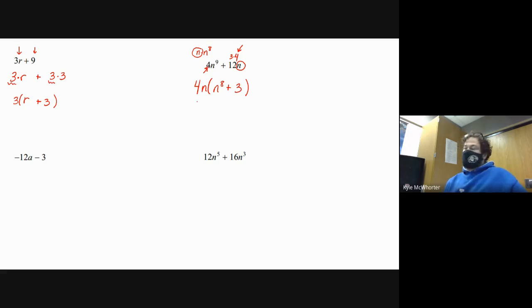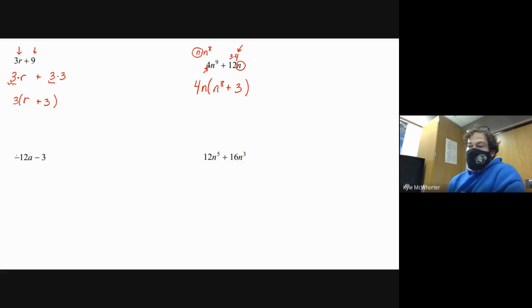And after you factor something out, even if it's just a mental check, you should always check and make sure, all right, if I distribute the 4n back through, do I get the original? 4n times n to the 8th, yeah, that gives me 4n to the 9th. 4n times 3 would give me 12n. So that one's good.